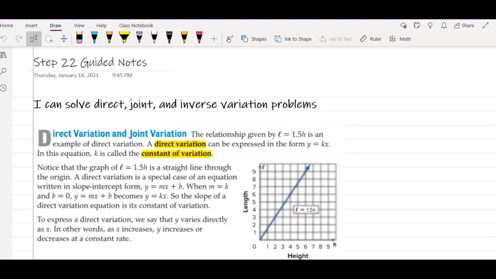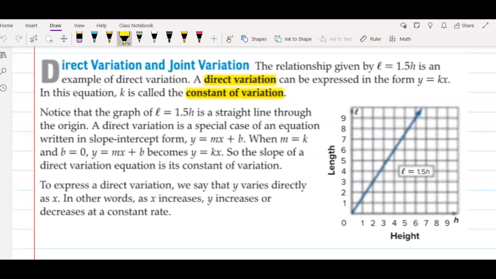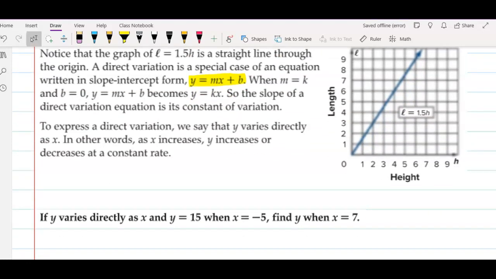Now, if you notice, it's very similar to slope-intercept form that we learned a while back, y equals mx plus b. That's the equation of a line in slope-intercept form. Here, m equals k. We just use k instead of m, but they both mean the same thing. It's the slope of the variation. And b equals 0, because it's always going to start at 0. If a line does not go through the origin, it is not a direct variation function. Y varies directly as x. In other words, as x increases, y increases or decreases at a constant rate.